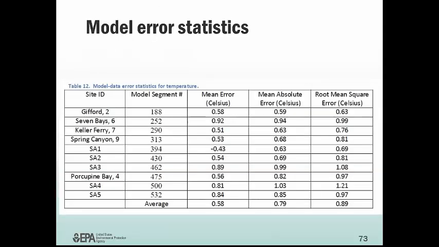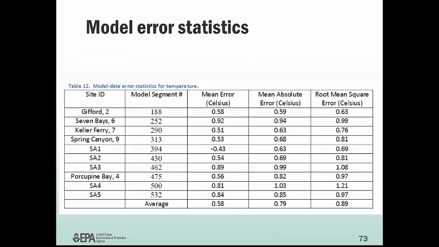So your model report will have a bunch of plots, and then it'll also have a table of error stats, something like this one. Reading across the top of the table, we have the field sampling location. We'll have the model segment that's at the same location as that field sampling location. And then we have the 3 error statistics that I mentioned previously on the last slide.